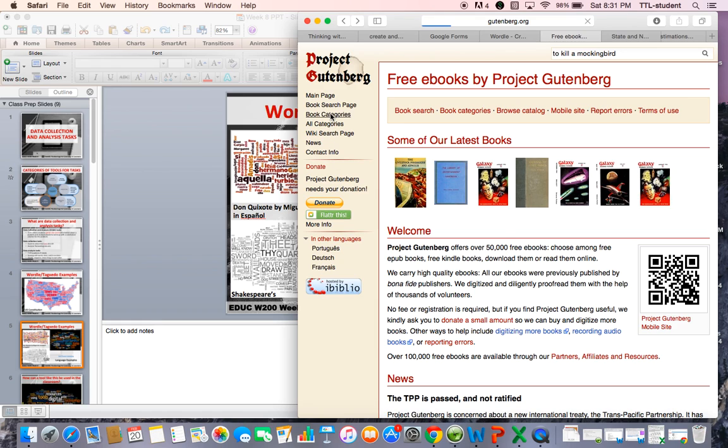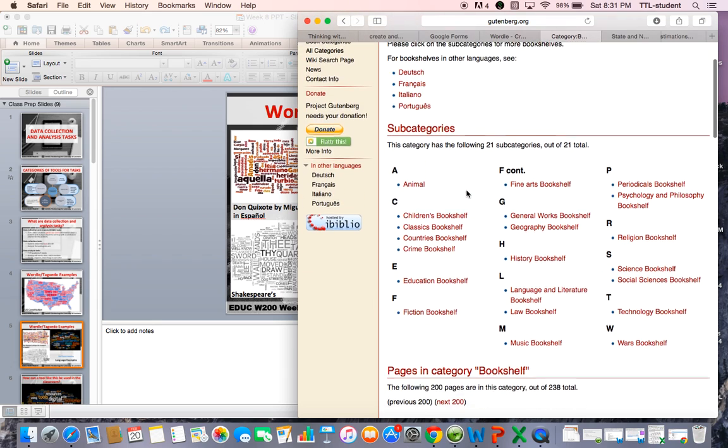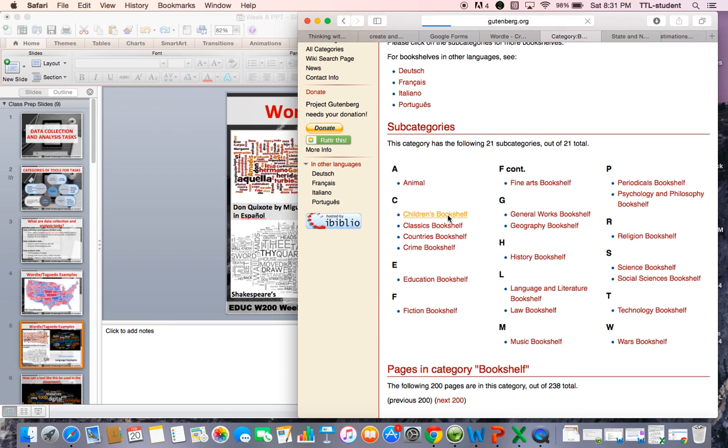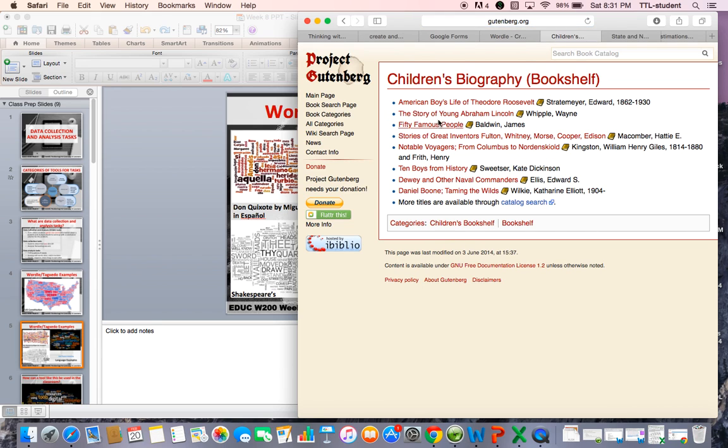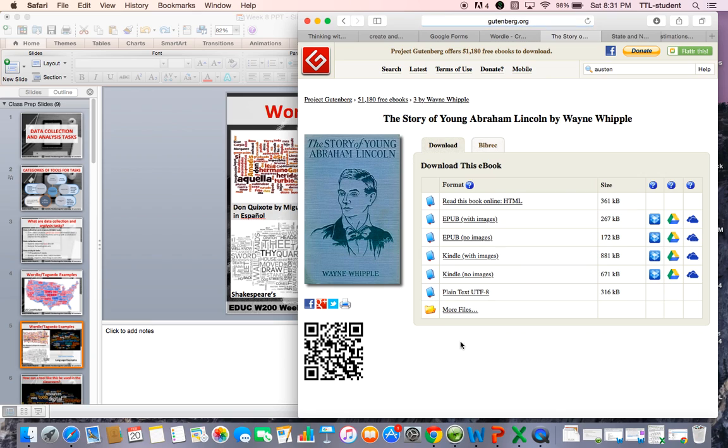You can even go through book categories so that you can see things on the children's bookshelf. If you're elementary, you might want to go into the children's bookshelf and look for different ones, like the story of young Abraham Lincoln. And I'm going to click on plain text UTF.